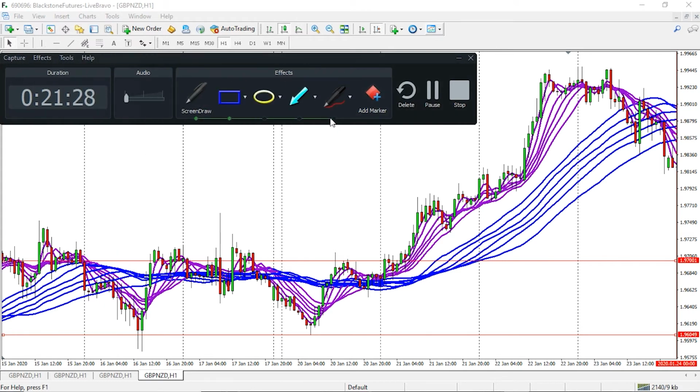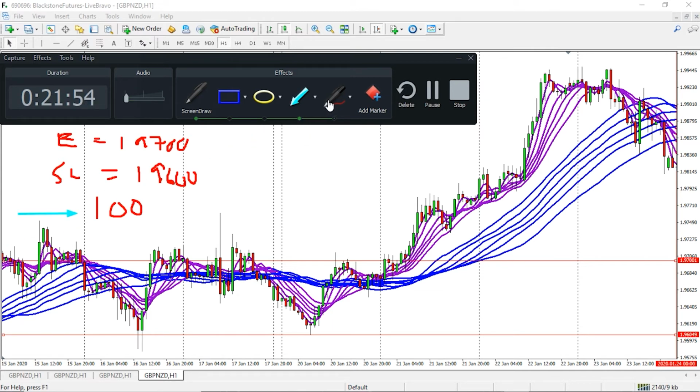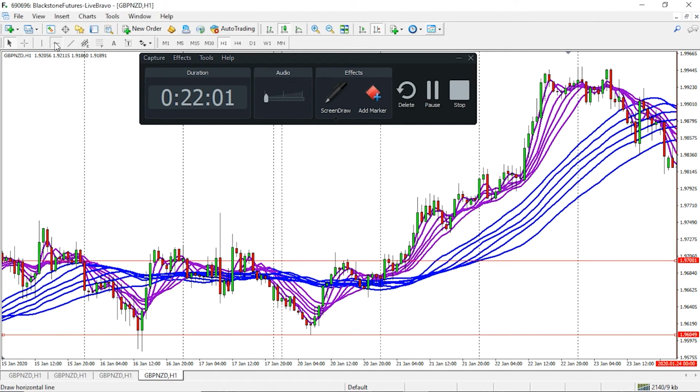Okay, so why am I saying 100 points? We've got our entry equals 1.97. We have a stop loss of 196, which gives me 100 points. Okay, so if you are a day trader, you are looking for a 1R, which means that you're looking for a 100 point take profit. Relatively simple there, guys.